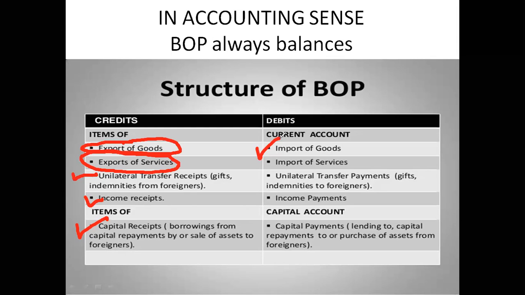Why is import of goods written in the debit side item? Of course it will be written in the debit side item only. Why? Because when I am importing the goods, suppose I'm importing fruits from USA, it will lead to outflow of foreign exchange. Don't you think? Outflow of foreign exchange means my currency is going to be there in their nation, right? So that is the import of goods coming under the outflow. So that is the debit side item of BOP.